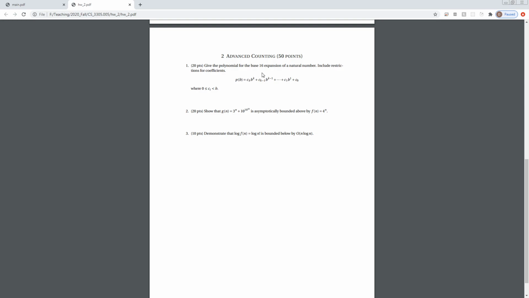And so I haven't given you a value. I want you to give just the polynomial for it, right? So generate the polynomial. And it's a little confusing, but essentially all I'm asking you to do is replace the base b, or the base variable here, with the base value of 16, right?